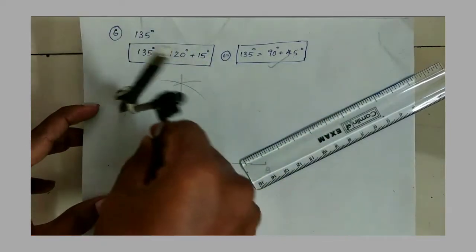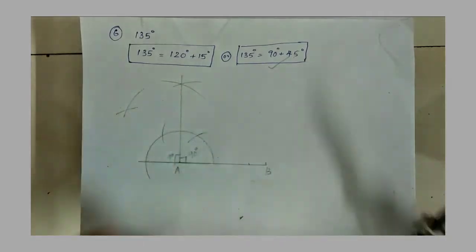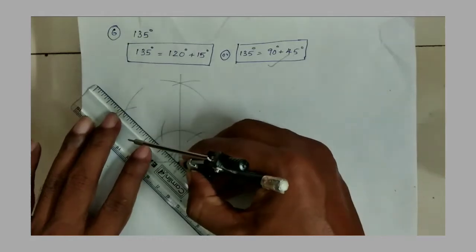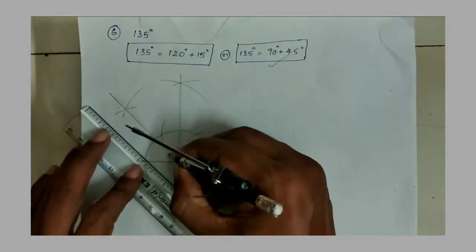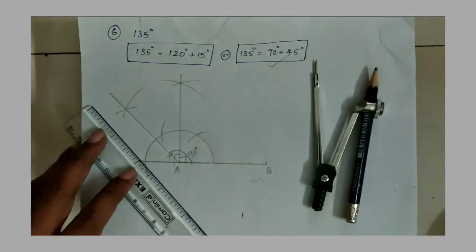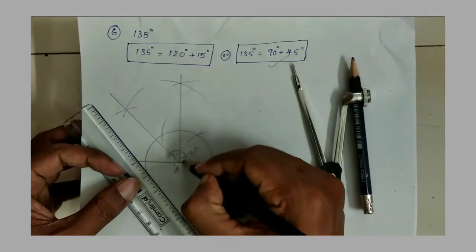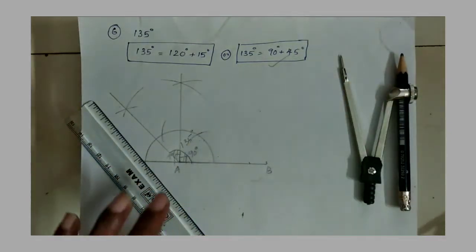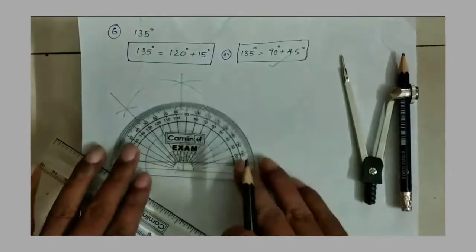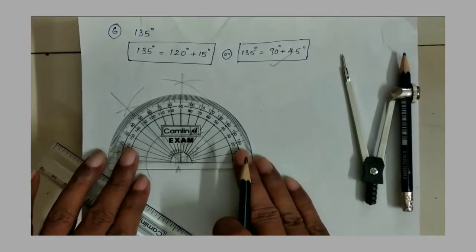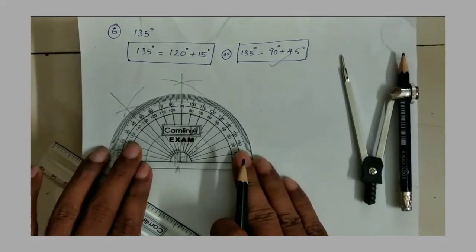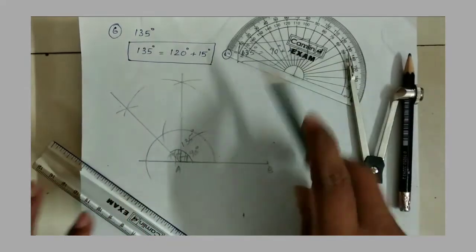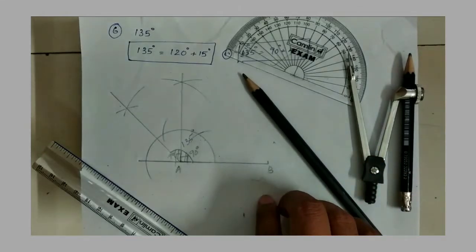Put your compass on that point and here draw two arcs from those two points. Okay, then join to that point and you will get total is 90 plus 45, that is 135 degree. So that angle is 135 degree. By using protractor we can measure. Okay, protractor on A, so that is 135. It is very clear, 135 degree. Okay, this is the required angle, 135 degree.